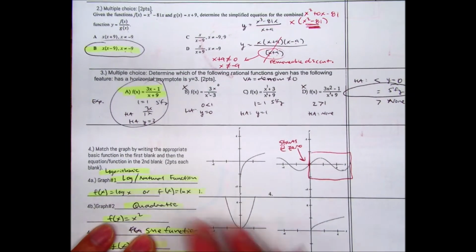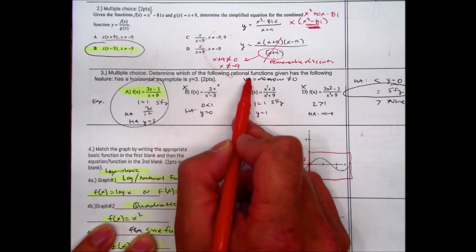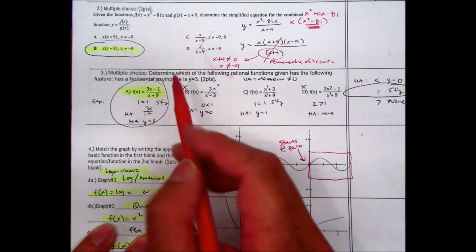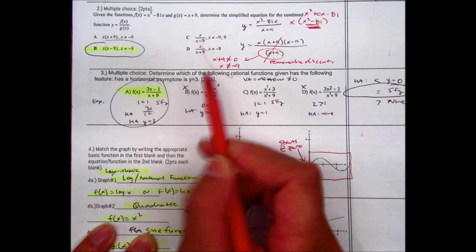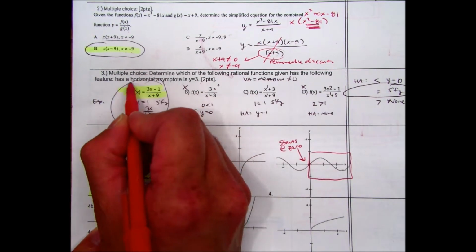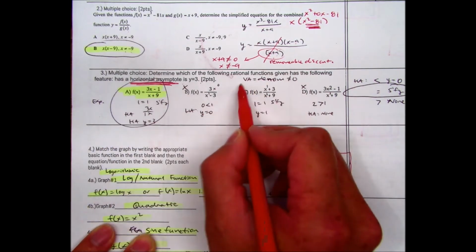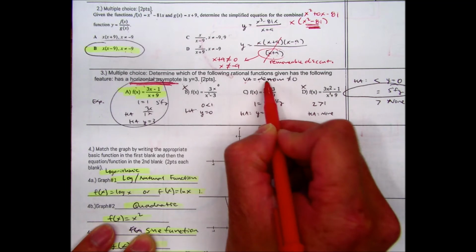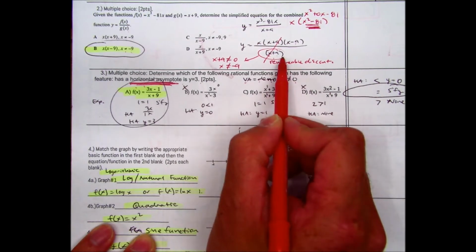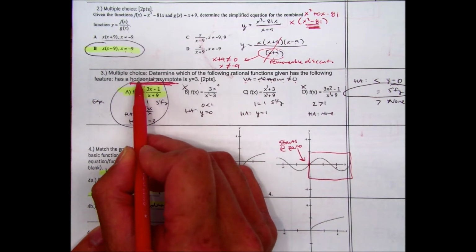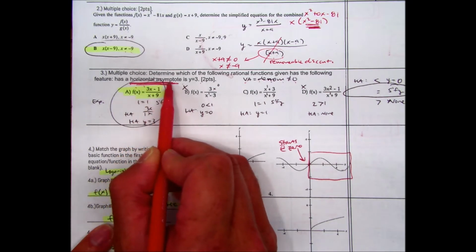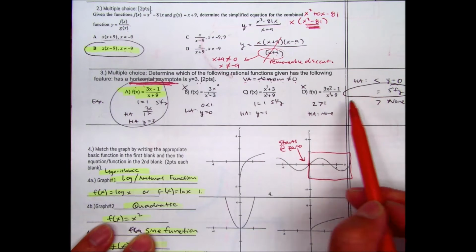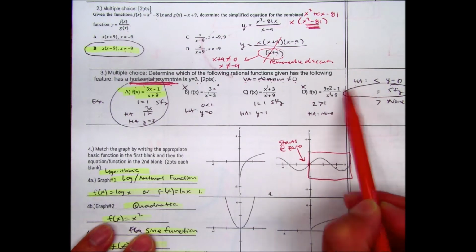Question number 3, multiple choice. Determine which of the following rational functions has the following feature: a horizontal asymptote of y equals 3. Now, I wanted to separate the idea. This one says vertical asymptote, horizontal asymptote. A vertical asymptote is setting the denominator not equal to 0, which we did in the last problem. This one says the horizontal asymptote is y equals 3. Now, what does that tell you? So you're supposed to look at the rules for horizontal asymptotes.